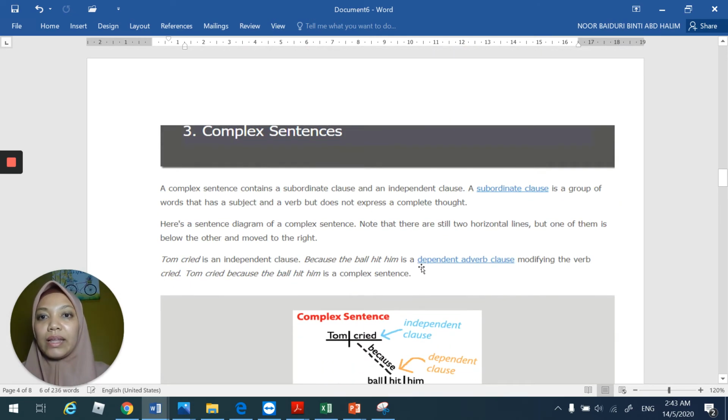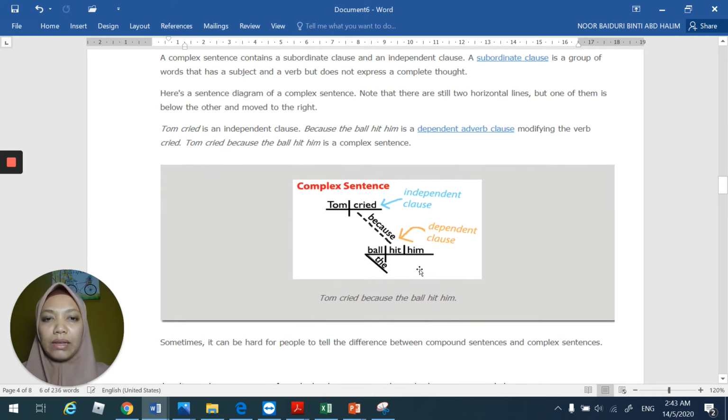I think for compound, many of us are using this. All right. Then for complex sentences, we have one independent clause combined with a dependent clause. Dependent clause ni apa? As the name suggests, macam nama dia dah beritahu, right? Dependent clause ni, it cannot stand alone. It needs to depend on an independent clause. As you can see here, Tom cried. What happened? Tom cried. We understand.